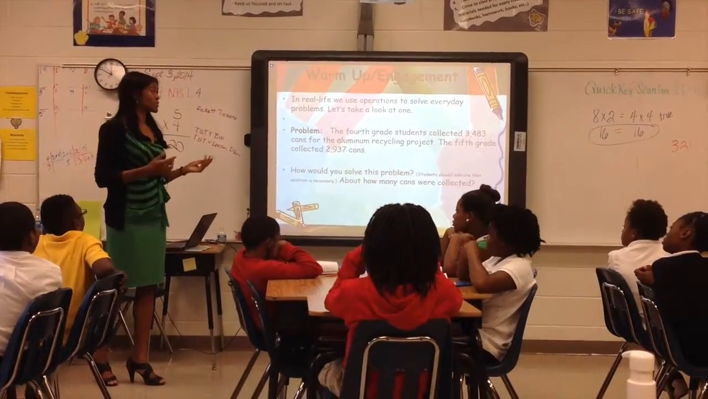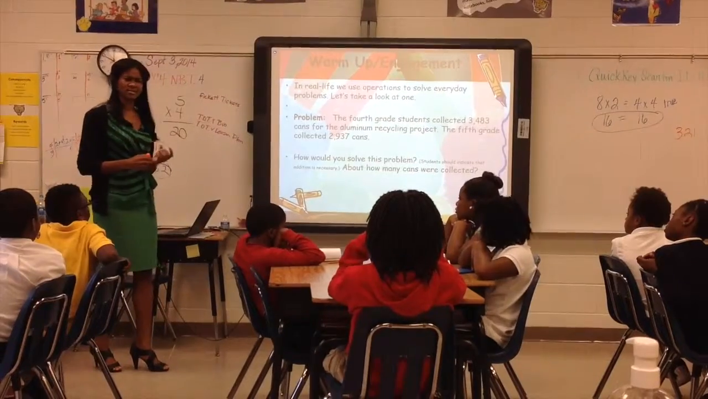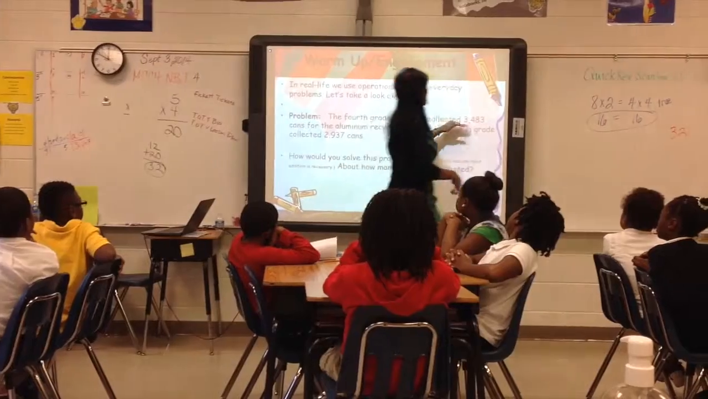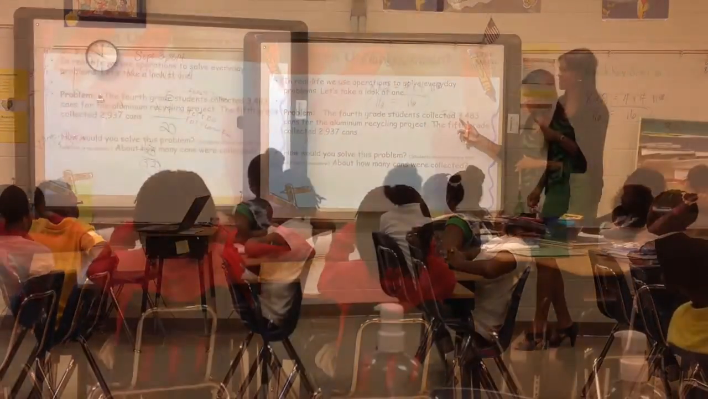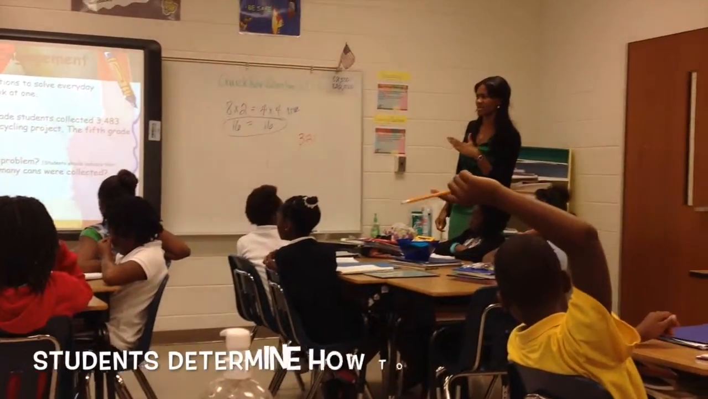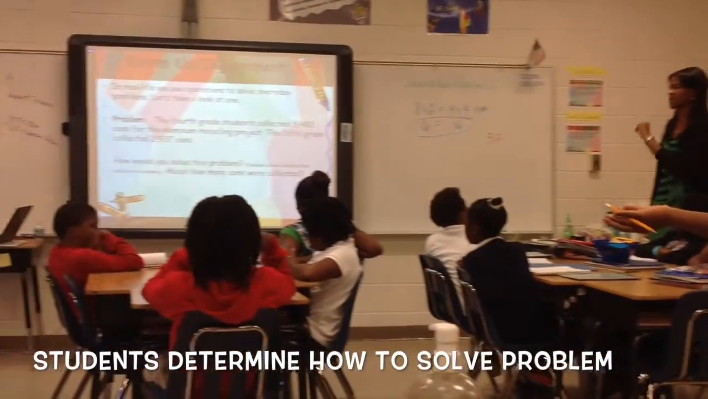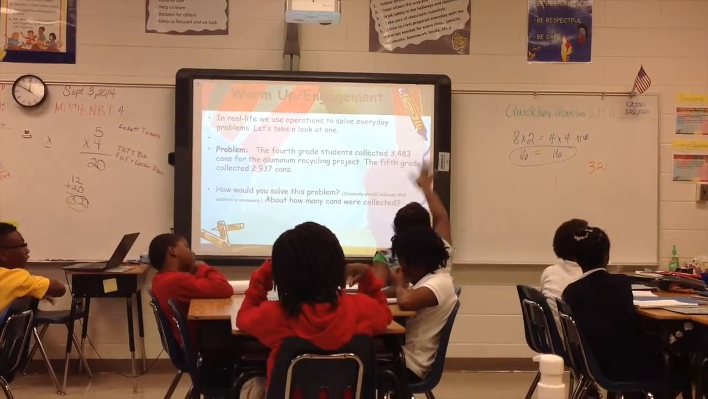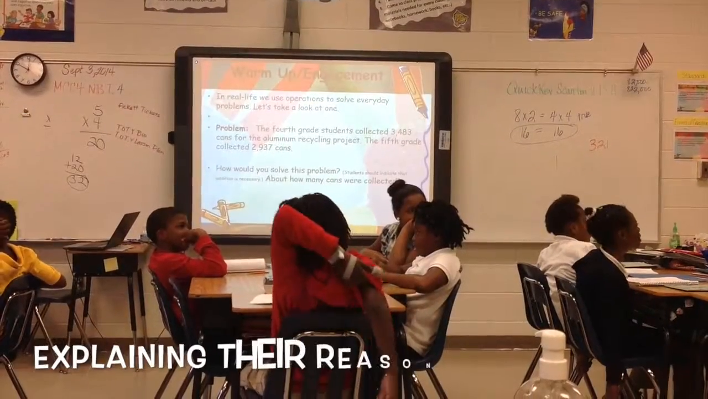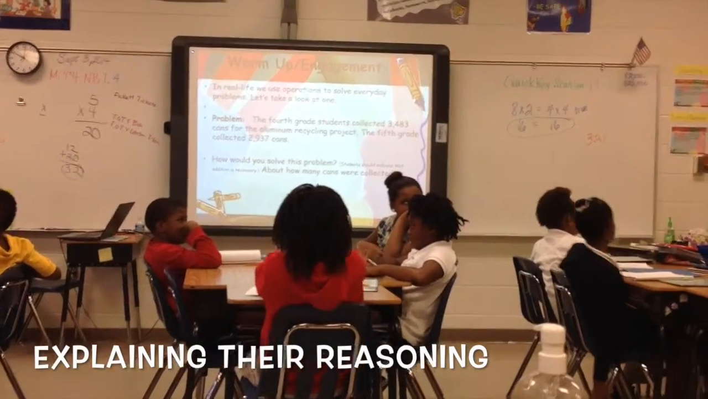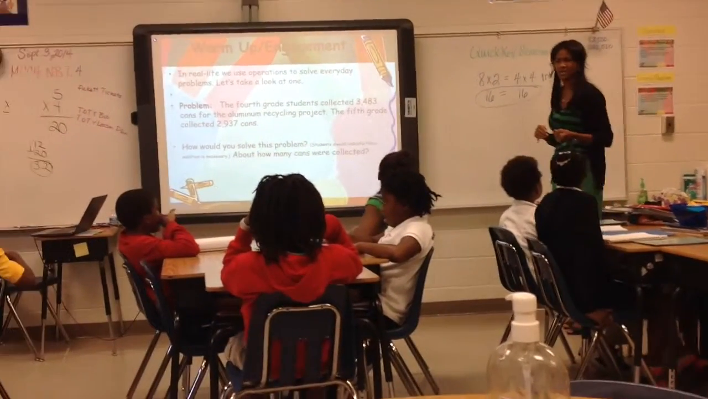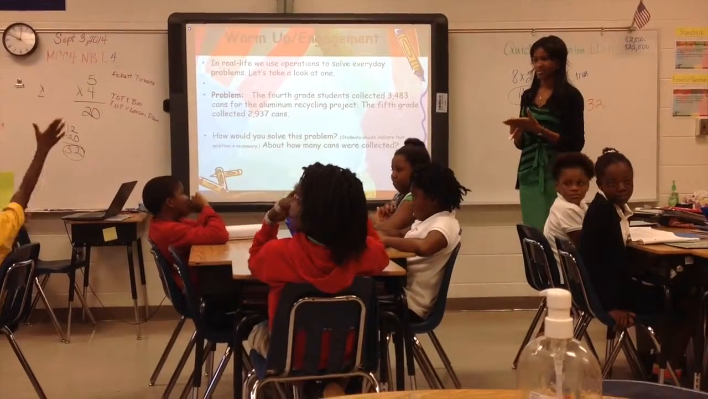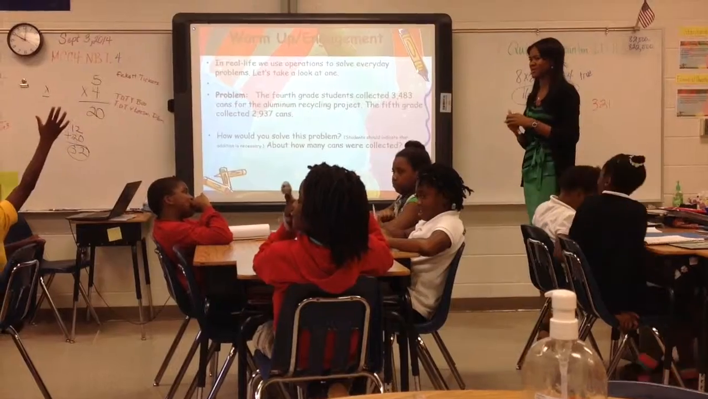Problem. 4th grade students collected how many cans? 3,400. Let's stop. Let's try to read that number together. 3,000. Now, this next question asks, how many cans were collected? So what do you think we have to do? So that's telling me how many in what? How many in all? But you think you need to subtract.